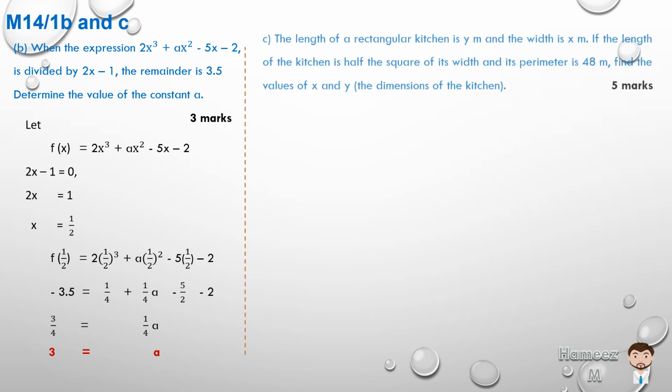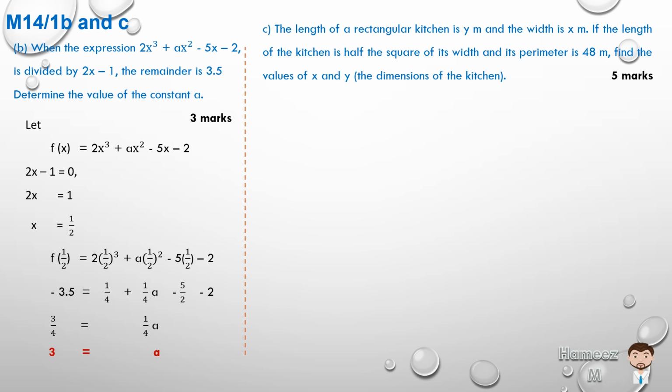Part C. The length of a rectangular kitchen is y meters and the width is x meters. So let's bring up a blue rectangle to indicate such. And it's always a good thing to draw a little sketch of what's happening so we can get a better grasp. If the length of the kitchen is half the square of its width and its perimeter is 48 meters, find the values of x and y, which are the dimensions of the kitchen. So for the first part, if the length of the kitchen is half the square of its width, that means that y is equal to half x squared.